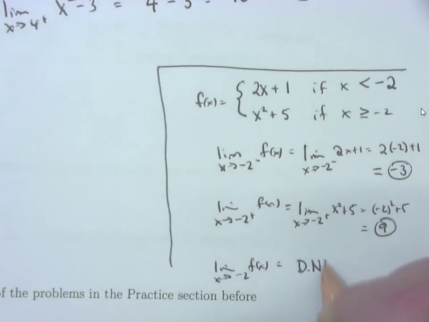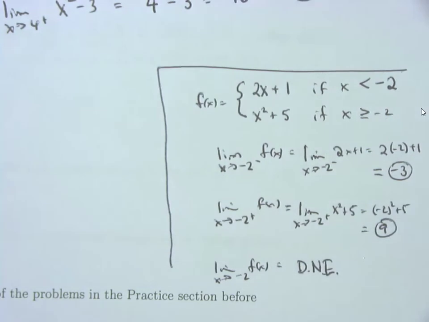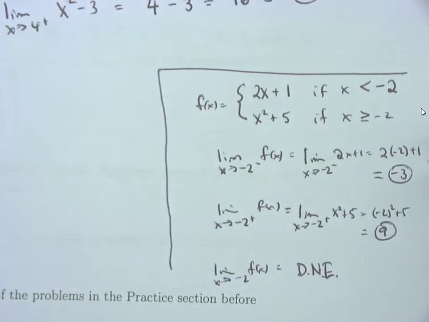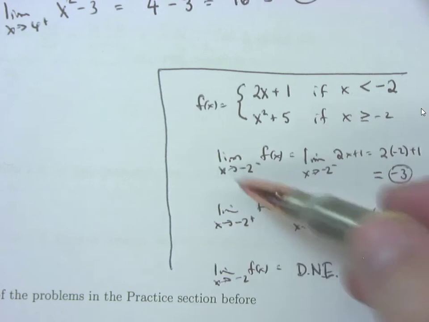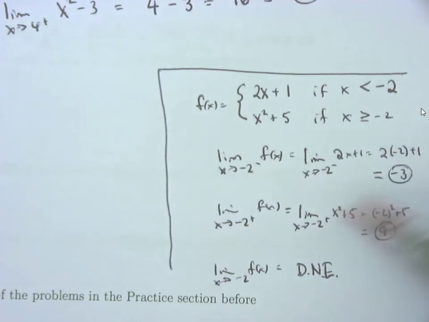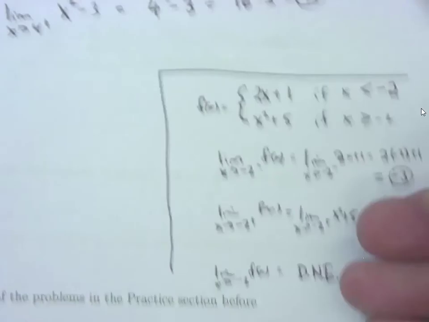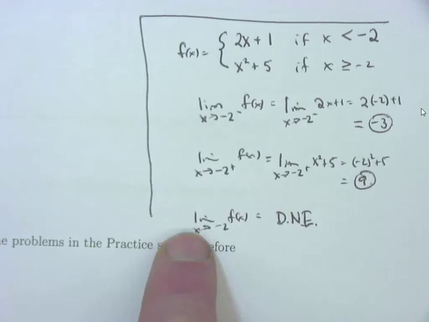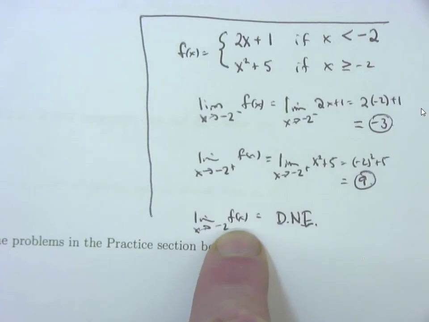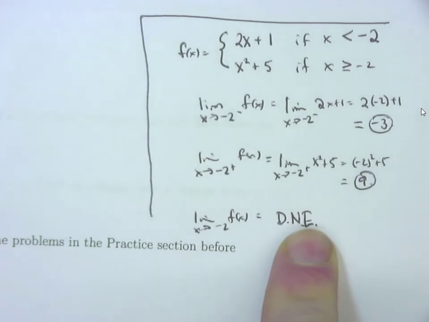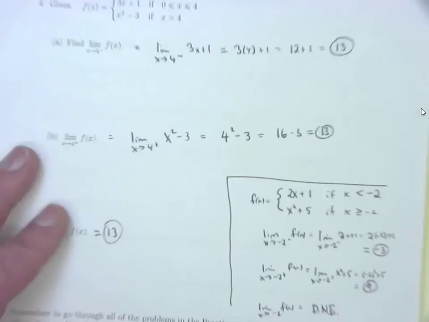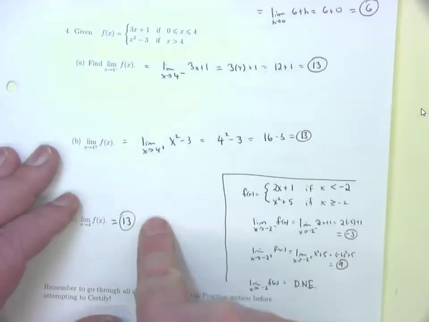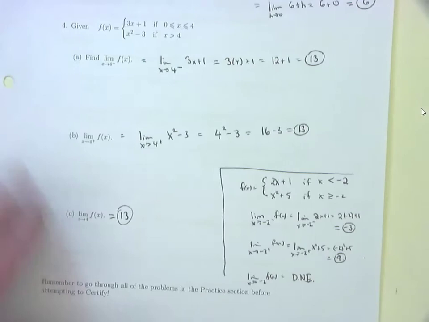Does not exist. Why is this answer does not exist? Because the limit from negative 2 from below is negative 3. The limit as x approaches negative 2 from the right is 9. They're not going to the same number. And when they don't go to the same number, that means the full limit, without that little plus or minus behind it, is going to be does not exist. When you get the same number, that limit is that number. But if they go to two different numbers, the full limit answer will be does not exist. That's the main idea here.